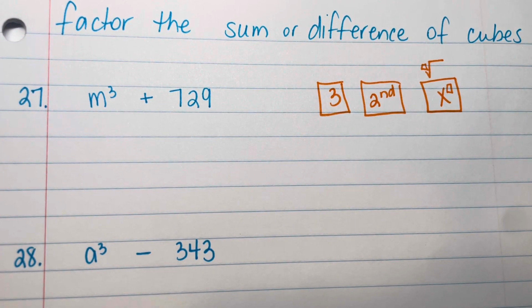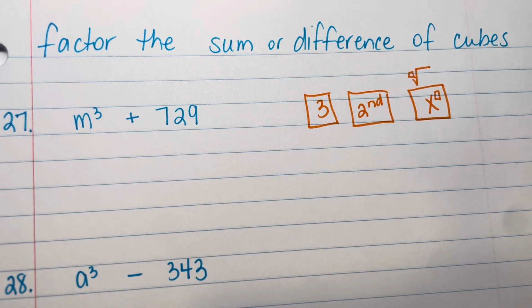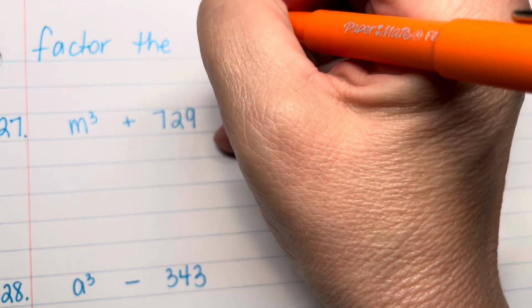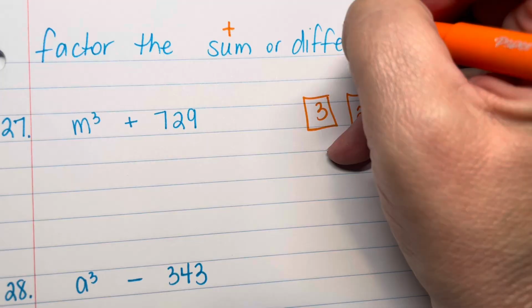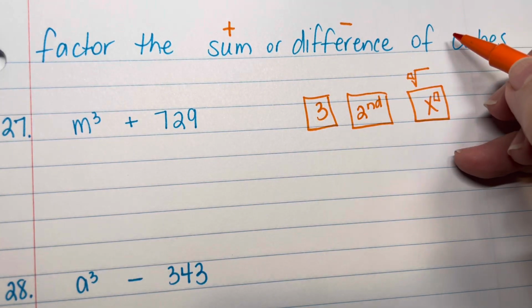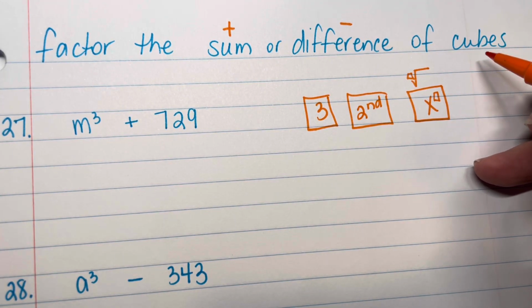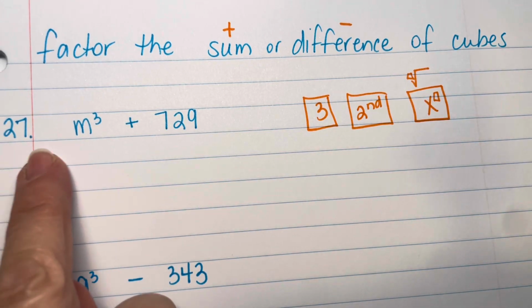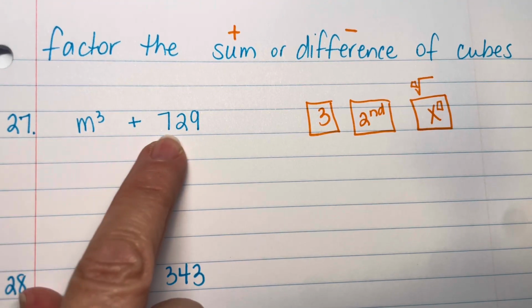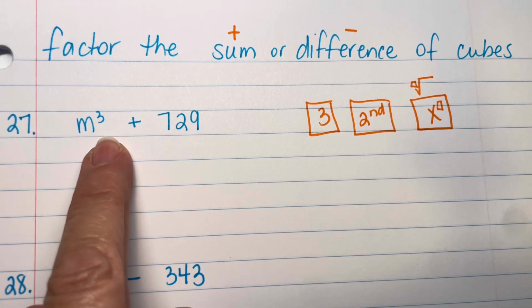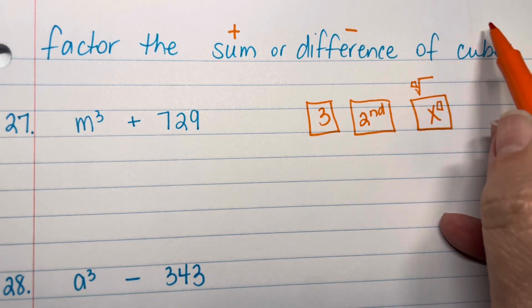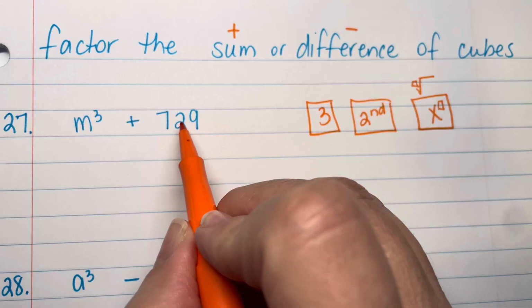Number 27. Our directions tell us to factor the sum or difference of cubes. Sum tells us addition, difference is subtraction, and cubes are the perfect cubes, numbers that are raised to the third power. And we know on number 27 that we have a sum of cubes, because when we read the directions, this gives us a big clue here that we're dealing with cubes.